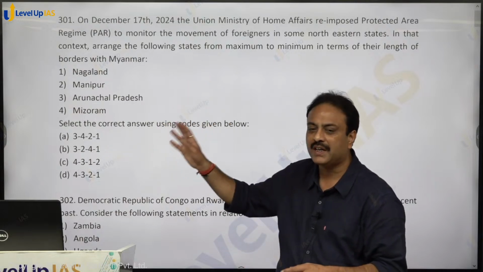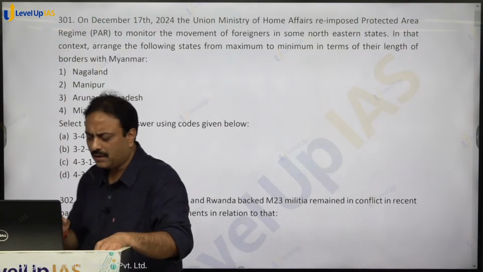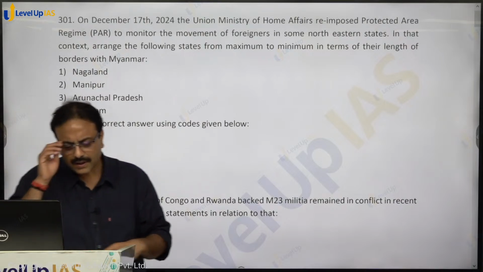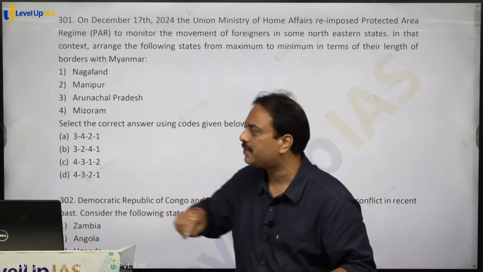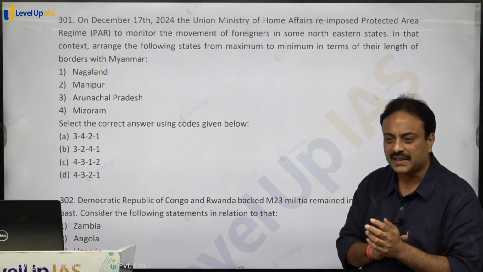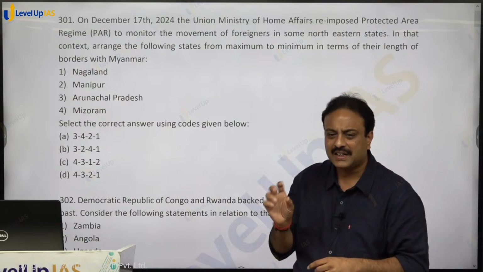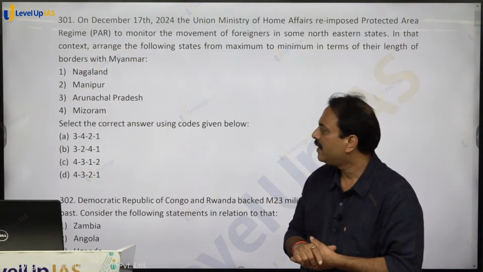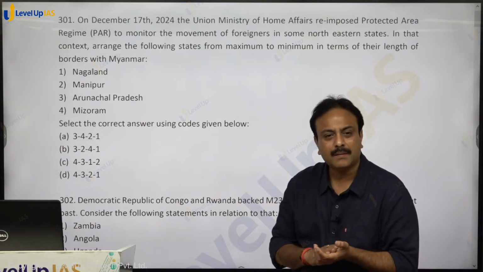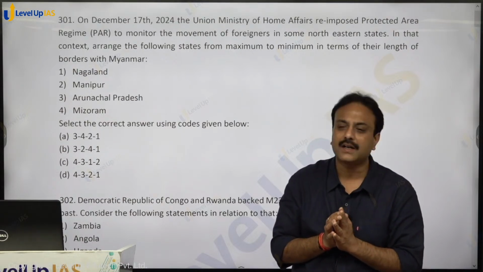Now these states have to be arranged as per their length of borders with Myanmar, arrange them. What could be the answer in this particular case? Yes, Armed Forces Special Powers Act has also been imposed. Maximum length of border is with Arunachal Pradesh, right? Very slightly less, I think there is a difference of only 10 to 20 kilometers, it is Mizoram. The third number comes for Manipur and the minimum border is with Nagaland.